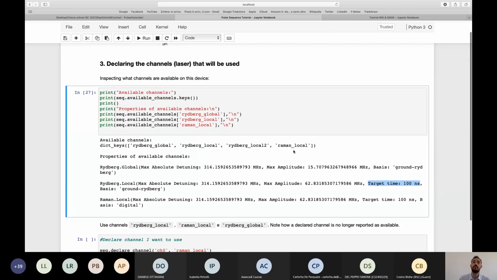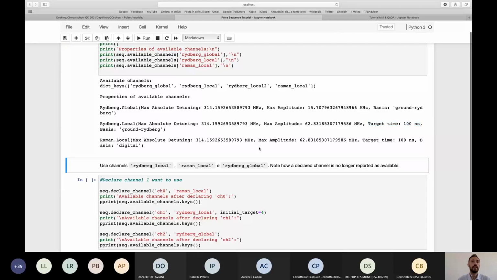And you can also have local channels of 2 kinds, one Rydberg and one Raman. So, Rydberg basically, if I'm not wrong, allows transition between ground and Rydberg. Raman also allows transition to a different level that is called a hyperfine level, that is not ground, is not Rydberg, and it's maybe useful in some cases.